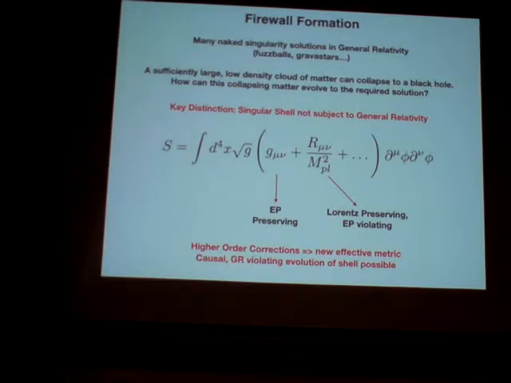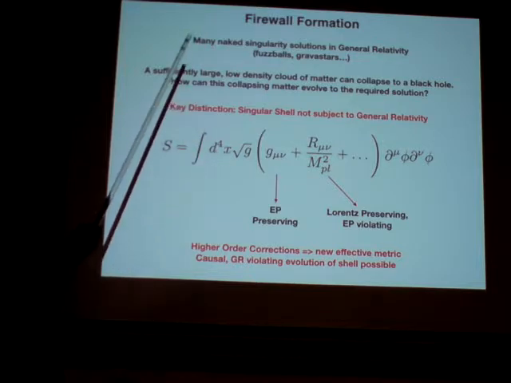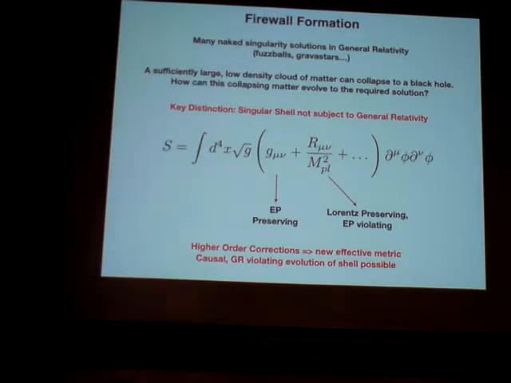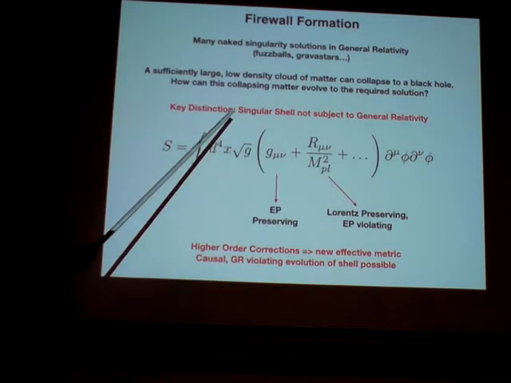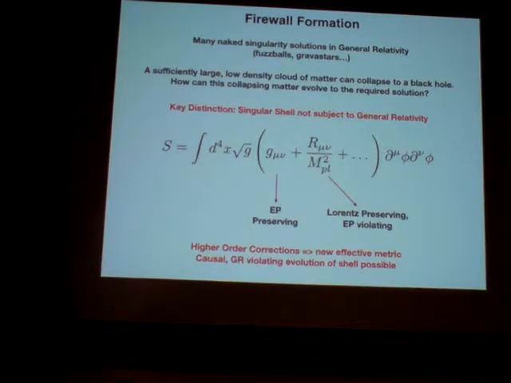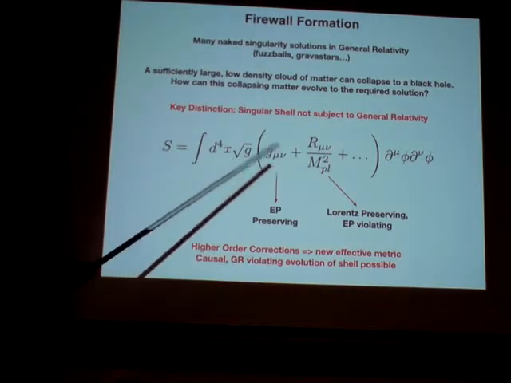So my only hope here is that there's a key distinction between a low density solution such as a fuzzball or a gravastar and the singular shells that I'm talking about, because the local motion of a singular shell is not subject to the causal structure of just general relativity alone. Okay? And here's what I mean by this.